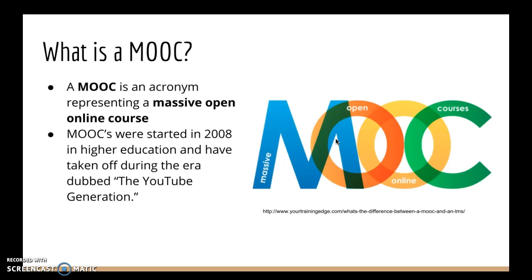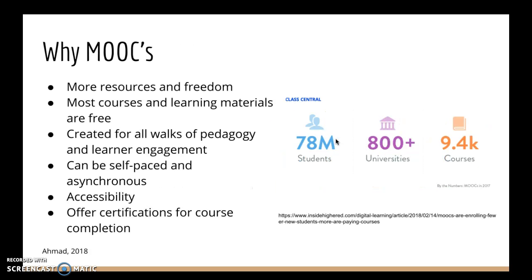Other universities began adopting the same ideas behind the MOOCs, including well-known universities such as Stanford, MIT, and San Jose State. So it's becoming quite popular. So why MOOCs? They are providing more resources and more freedom. So they're obviously accessible because they're online and most people have access to the web. Most courses and learning materials are free, so this is huge. Sometimes you do have to pay a fee, but it's usually if you want to get certified, and I'll talk about that more in a minute. But you can kind of work around a lot of the courses and get these materials in the course for free. And they're created for all walks of pedagogy and learner engagement.